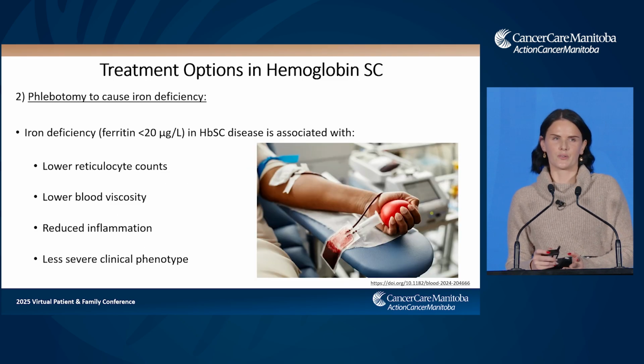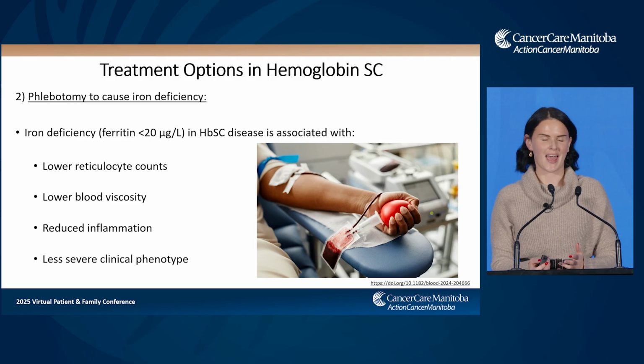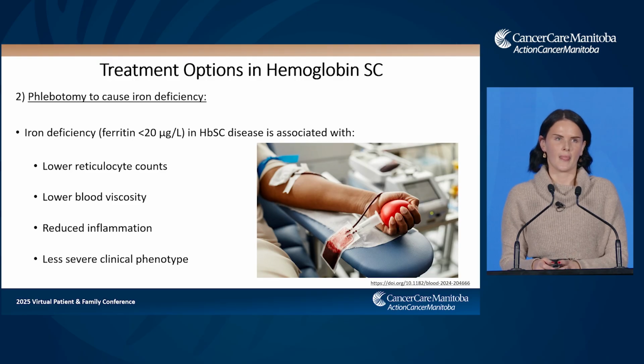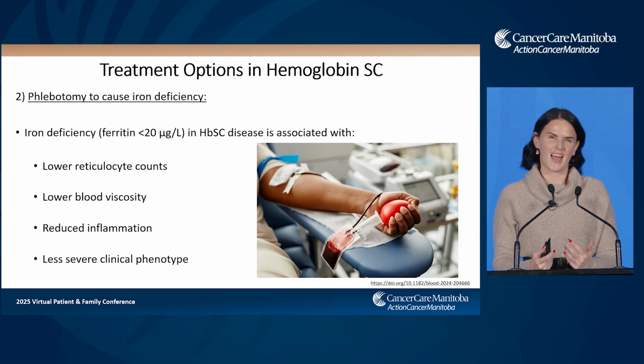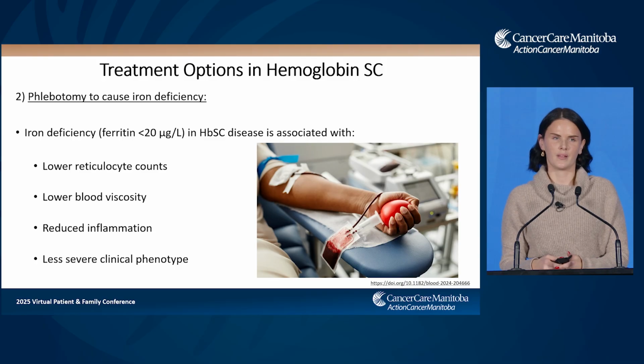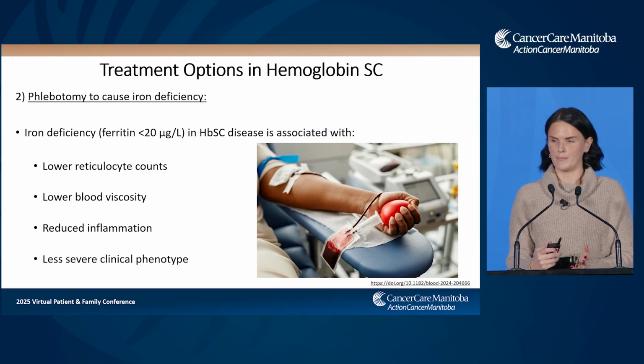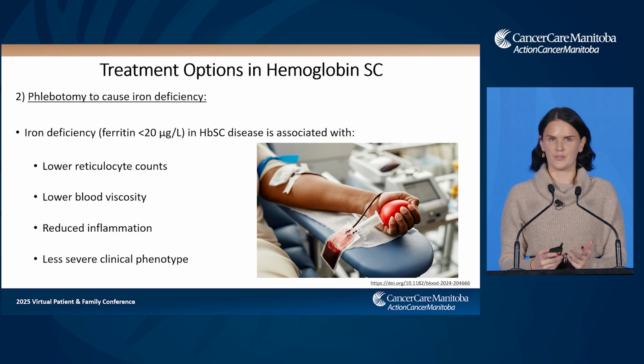Lastly, and this is sort of a newer thing, at least in Canada, is bloodletting or phlebotomy to cause iron deficiency. This is done more in France. And what they find is that by keeping these patients iron deficient, they have less red blood cell breakdown, less inflammation, and really just less severe disease. So if you have hemoglobin SC, I hope that next time you're in clinic, you are open to discussing some of these things if you're not already on a treatment plan.